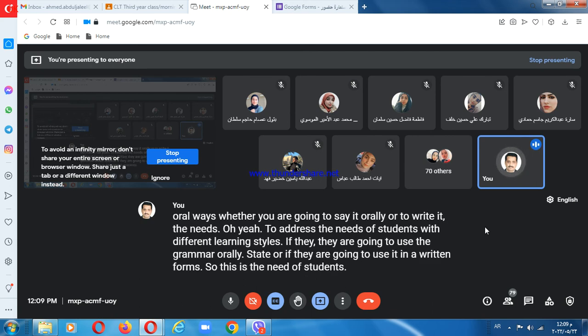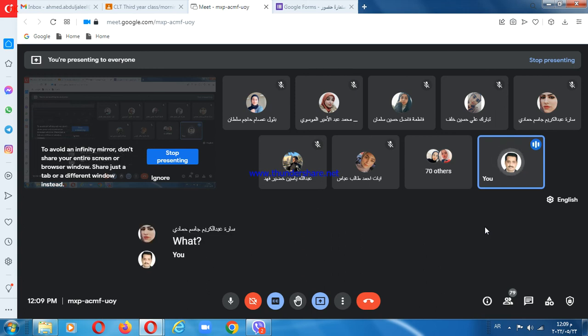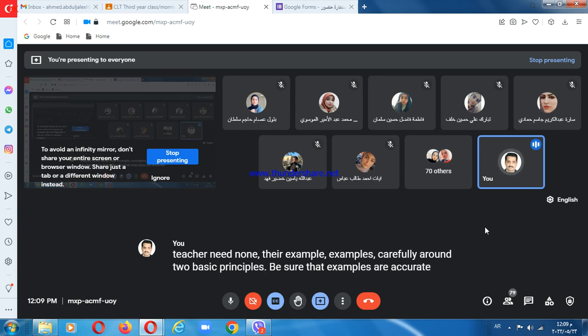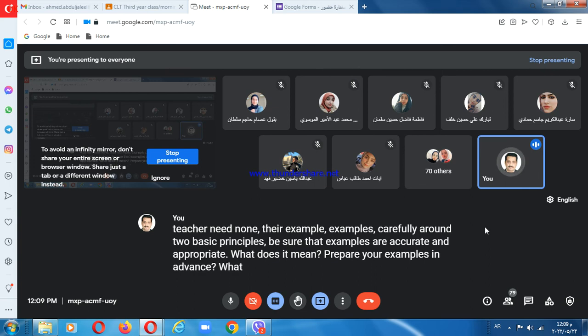An important part of grammar instruction is providing examples. The teacher needs to plan their examples carefully around two basic principles. Be sure that examples are accurate and appropriate. What does it mean? Prepare your examples in advance. What does it mean? You have a lesson plan.